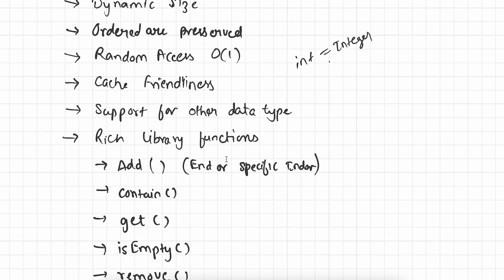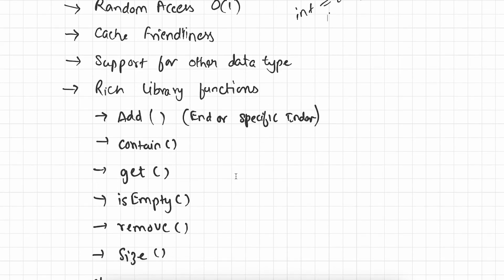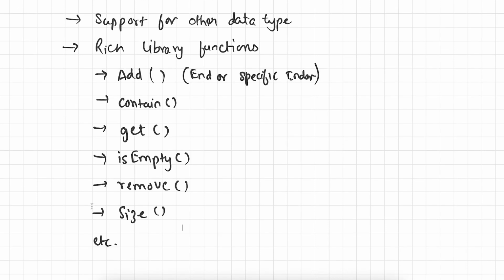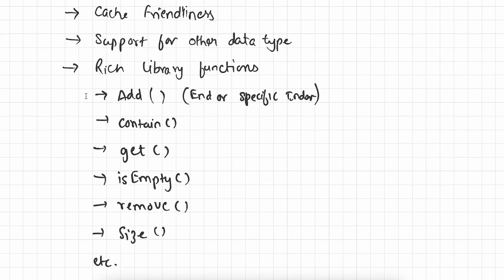Now the next most important advantage we get while using ArrayList is rich library functions. We get a lot of functions to add elements at the end or at a specific index. We get a function to check whether an element exists in the ArrayList or not, a function to get an element at a particular index, and a function to find if the ArrayList is empty or not. We also get functions to remove an element from a particular index, and a function to get the size of the ArrayList. So these are a few of the functions we get when using ArrayList.